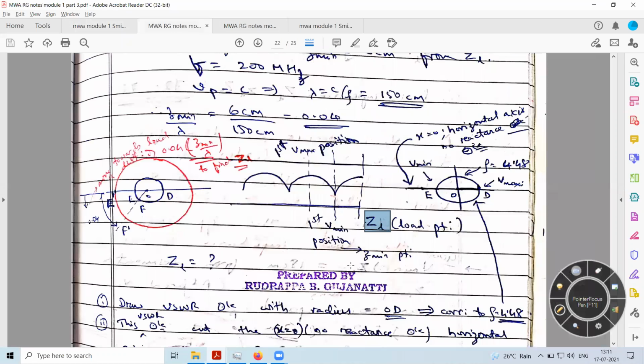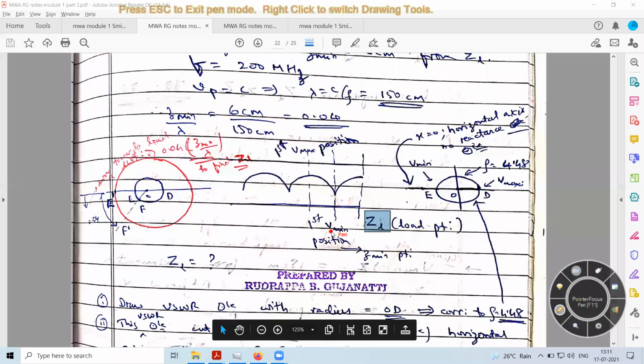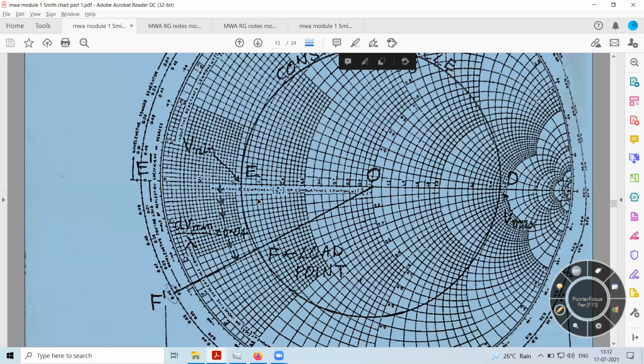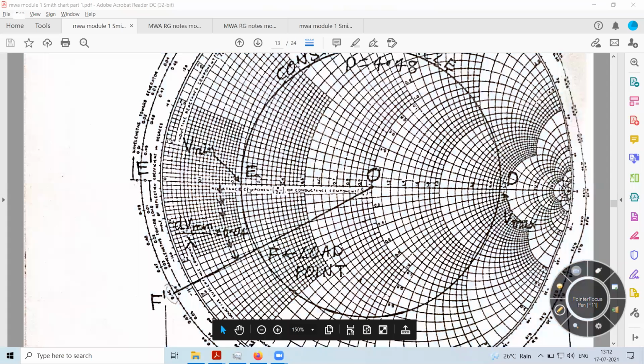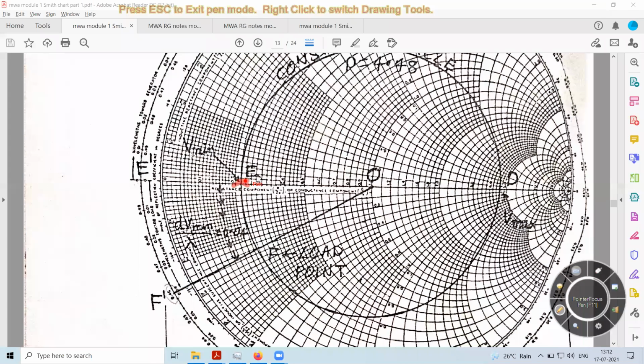So I start from that voltage minima point and move towards the load by a distance of 6 centimeters. From point E, I have to move towards the load because this is the Vmin point, and Vmin is located at a distance of 6 centimeters from the load. If I have to move towards the load, in which direction should I go? I should go in the anti-clockwise direction.